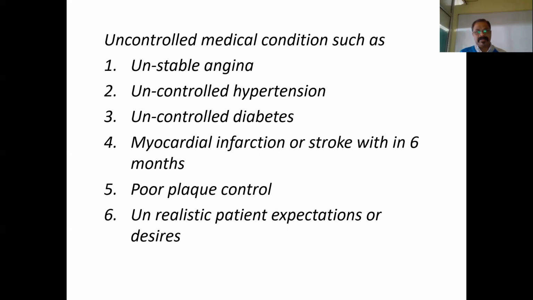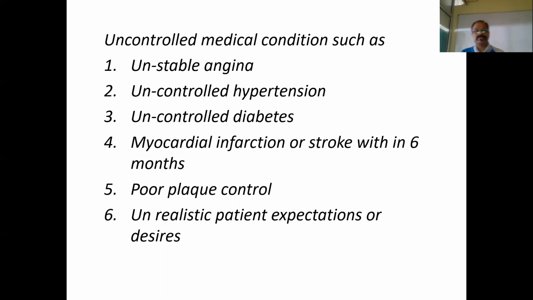Any uncontrolled medical condition is a contraindication for periodontal flap surgical procedures, may it be unstable angina, uncontrolled hypertension, or uncontrolled diabetes mellitus. If these conditions are under control, then they become regular candidates for your periodontal flap surgery. But if these systemic conditions are not under control, they are not candidates.